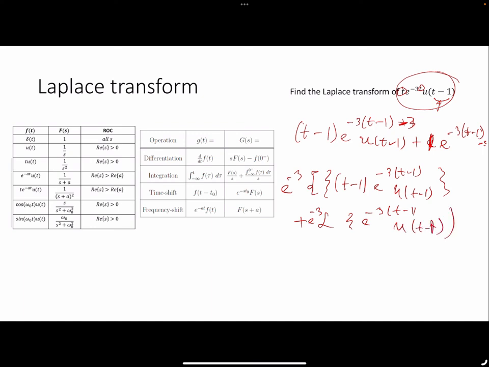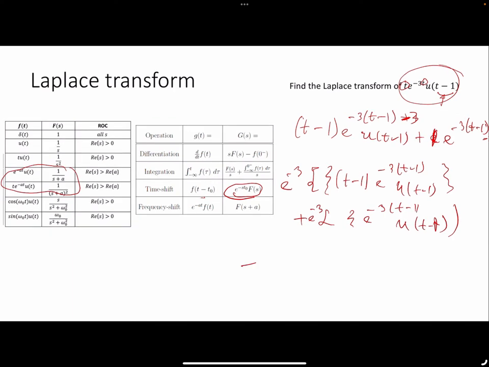And at this point, you can use the time shift property along with these two to get that this is just going to be e to the negative 3, e to the negative s, 1 over s plus 3 squared plus 1 over s plus 3. Is that clear to everyone?